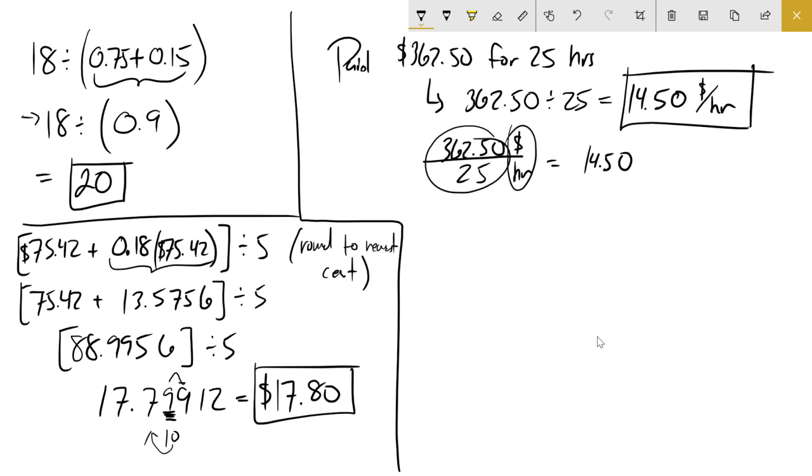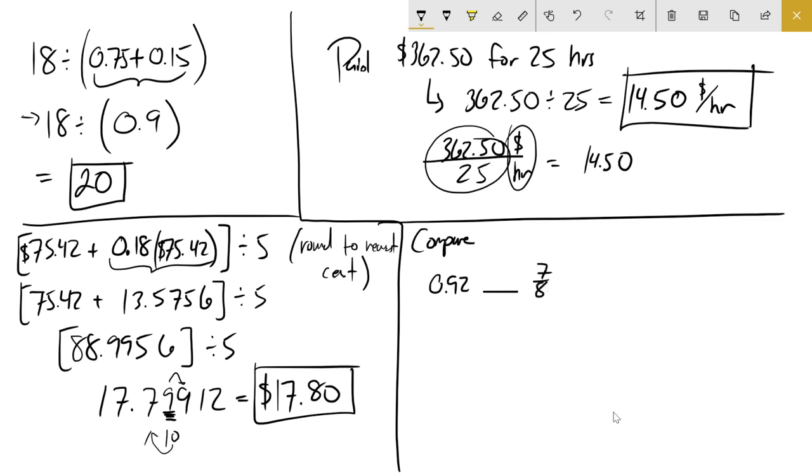Cool. Over here, everything was adding dollars, so everything just came out in dollars. I showed you yesterday, how do you decide if I'm trying to compare values? Like, if I'm trying to compare 0.92 to 7/8, what would be the easiest way to do that? Yeah, turn this 7/8 into a decimal.